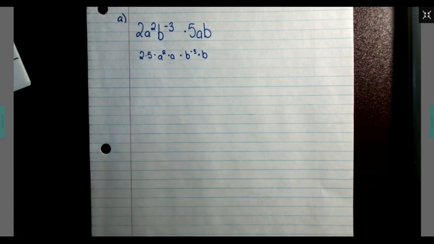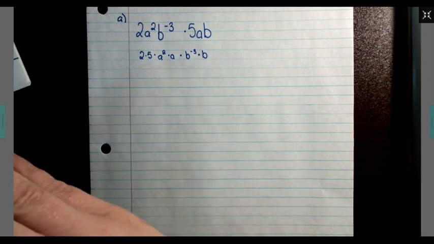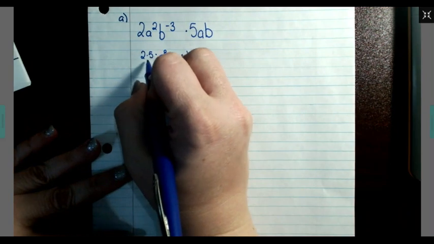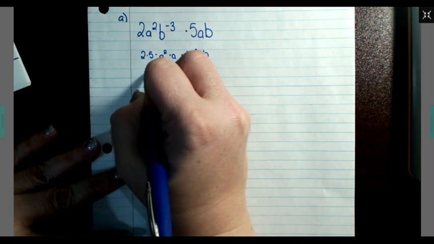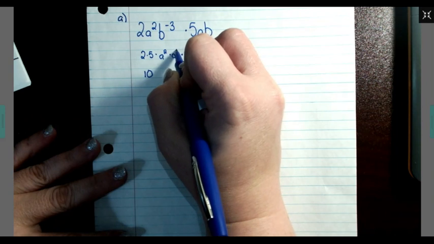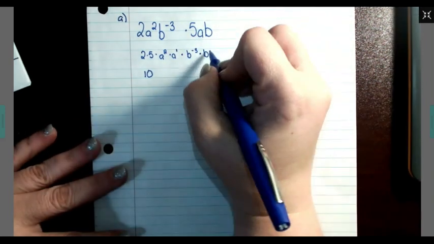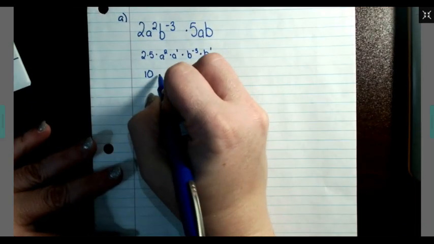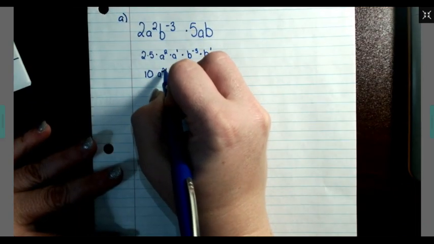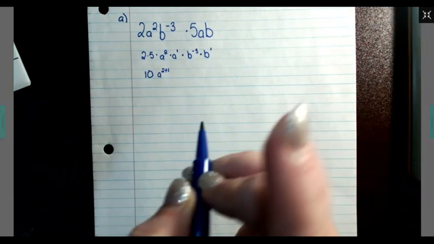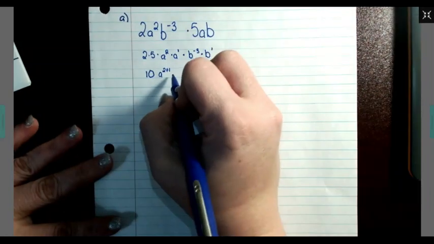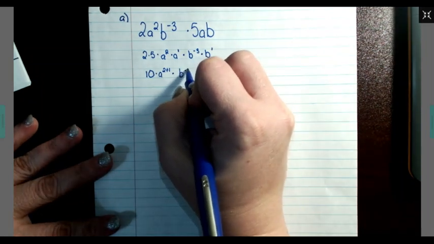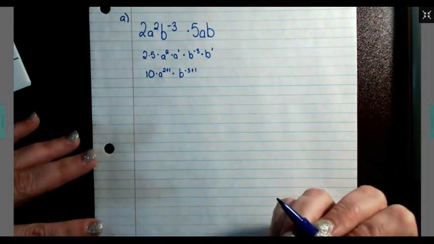All right, I got products of powers with like bases. We're going to start off with this 2 times 5 is 10. Remember, we got to put our understood one there. Ooh, and here. Ooh, almost forgot it. So we've got a to the second power plus 1, because when we multiply, we add. We got negative 3 plus 1.